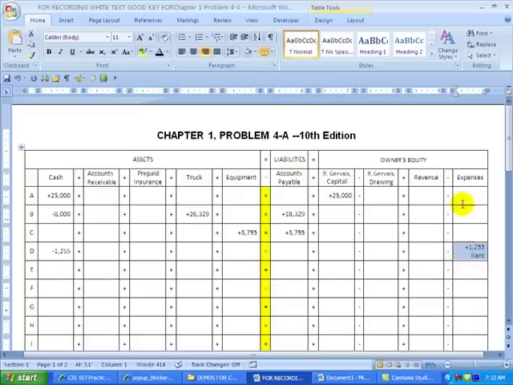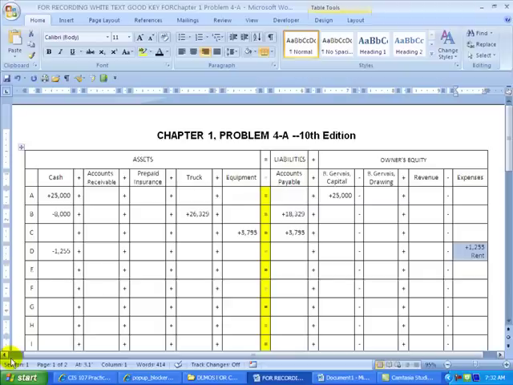And anything in the expense column is subtracted from the right side of the equation. So we have a minus $1,255 on the left side, and this will be a minus $1,255 from the right side of the equation. So we're in balance.